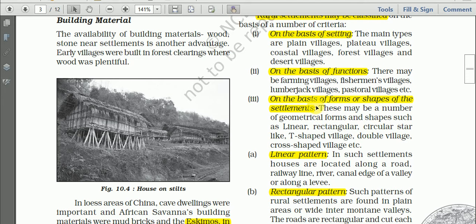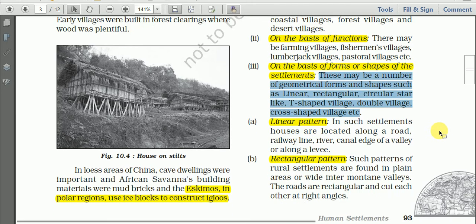Next we have types of settlements on the basis of forms or shapes of settlement. This is on the basis of geometrical shapes. There may be a number of geometrical forms in a shape such as linear, rectangular, circular, star-like, T-shaped village, double village, cross-shaped village, etc. On the basis of geometrical shapes, we have different types of settlements.